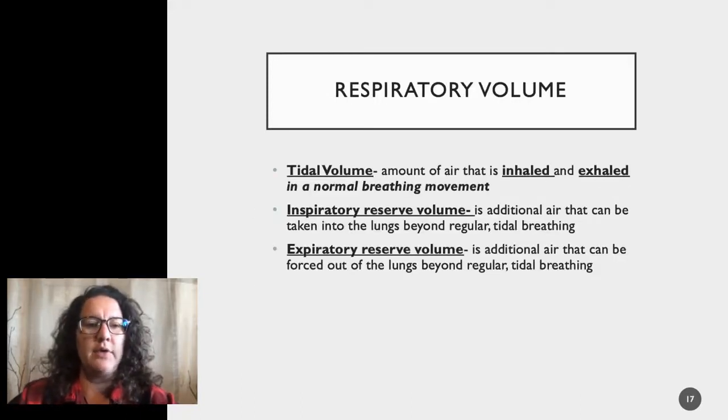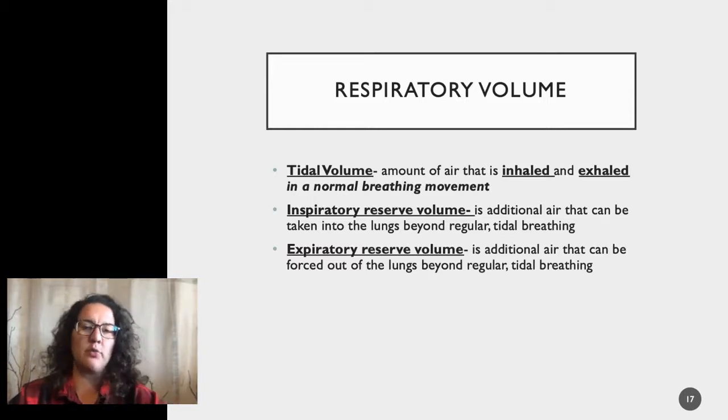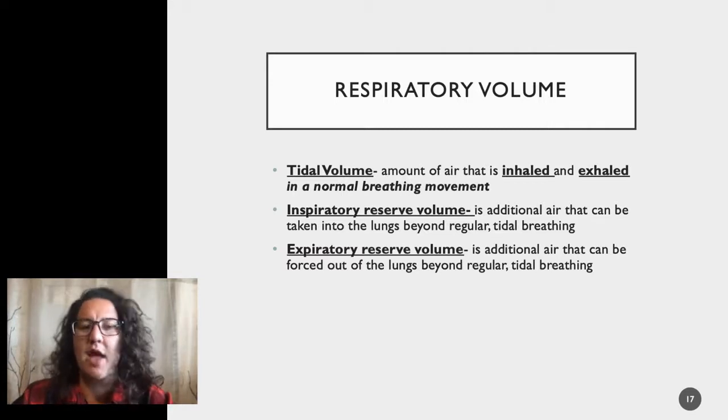When we're talking about inhalation and exhalation and our lungs, we want to talk about respiratory volume and all the different components of that. Our tidal volume is the amount of air that's inhaled and exhaled in a normal breathing movement. So when we're normally just walking around, sitting, laying on the couch, whatever it happens to be, that's our normal breathing motion.